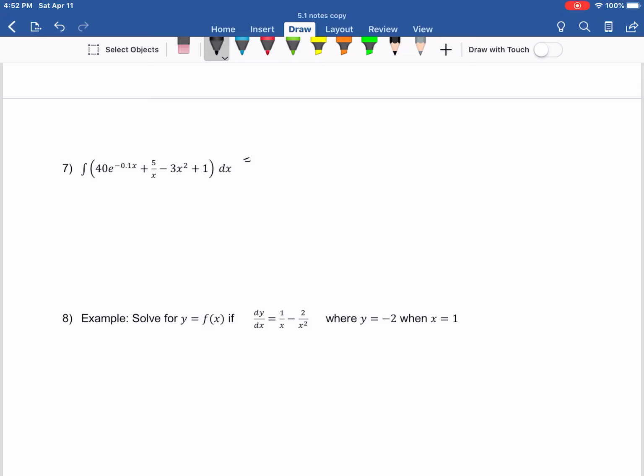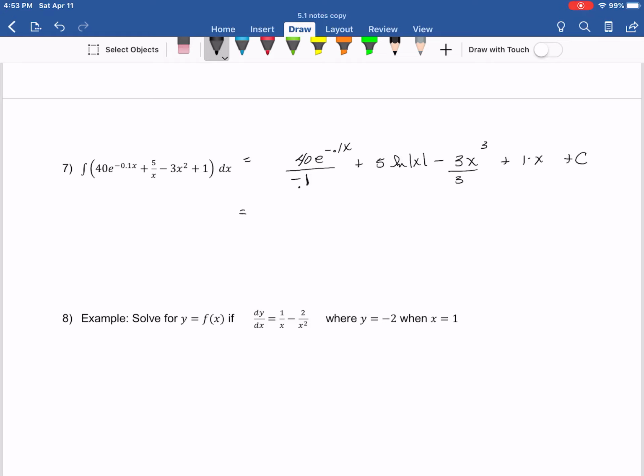So the integral, or the antiderivative, of 40e to a power is 40e to the power divided by the derivative of the power. Okay. Next, we have 5 over x. The antiderivative of 5 over x is 5 times the natural log of the absolute value of x. The antiderivative of negative 3x squared is negative 3x, add 1 to the power, divide by the power, and then plus 1x, and plus c.